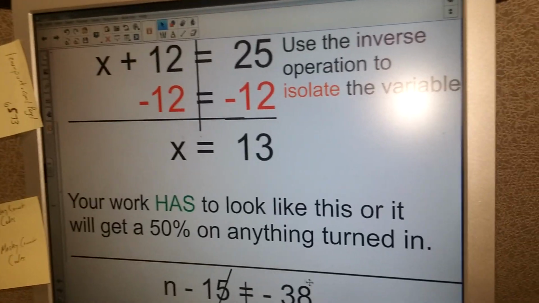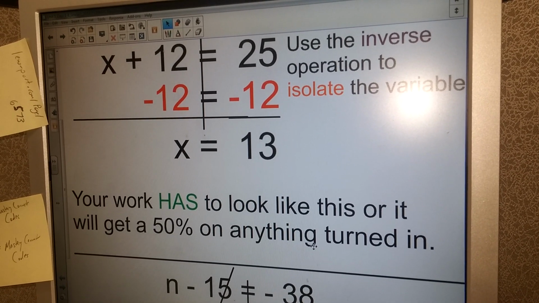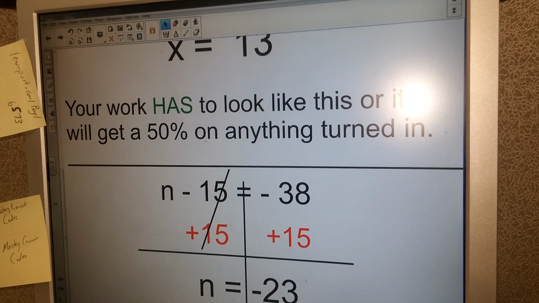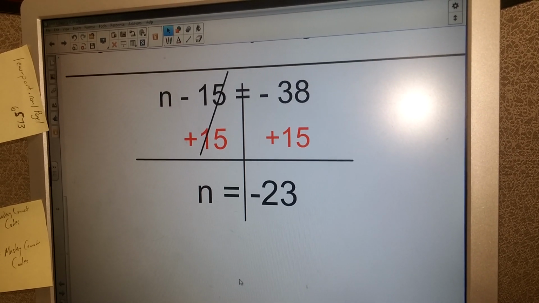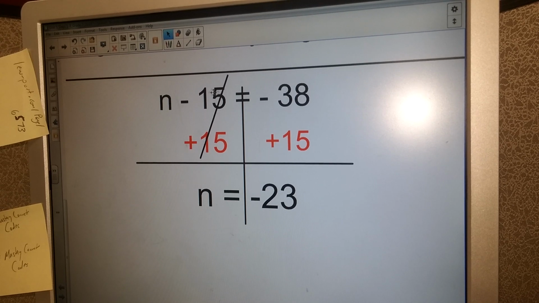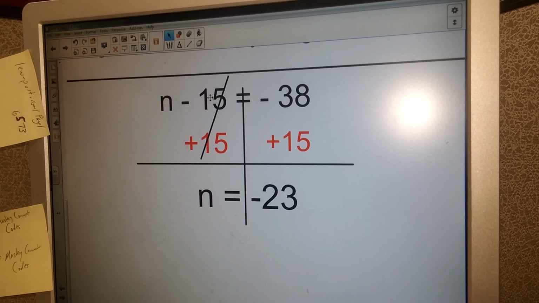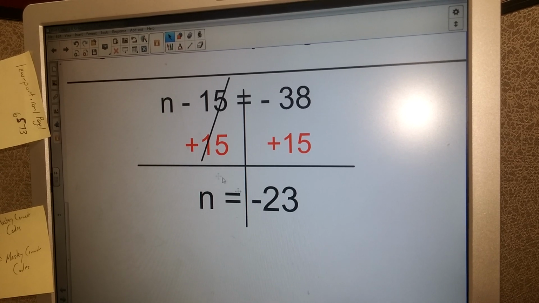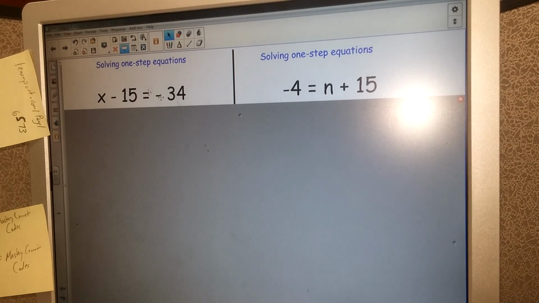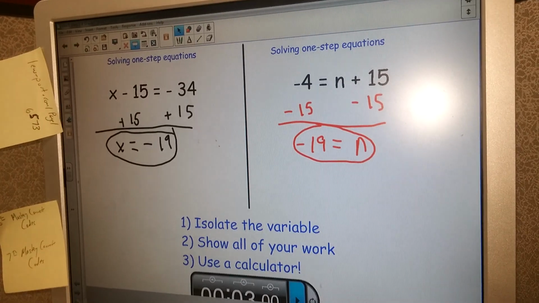All of your work has to work like this, or you're going to get a 50% on anything you turn in. You must show your work. Second example, n minus 15 is the same as negative 38. You'll see to get rid of this minus 15 or negative 15, we must add 15 to each side. Negative 15, 15 cancel, and n is the same as 23. Pause your tape now and work through these two equations.